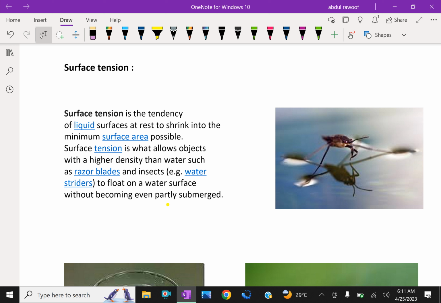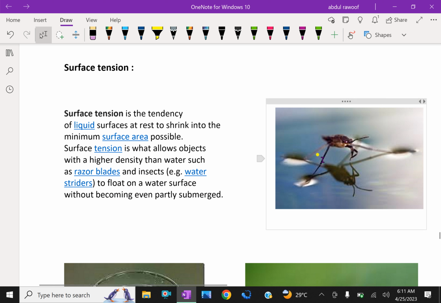This phenomenon is known as surface tension, and it is concerned only with liquids as gases do not have free surfaces. Surface tension is the tendency of a liquid surface at rest to shrink into the minimum surface area possible. Surface tension is what allows objects with a higher density than water, such as razor blades and insects, that is water striders, to float on a water surface without becoming even partly submerged.